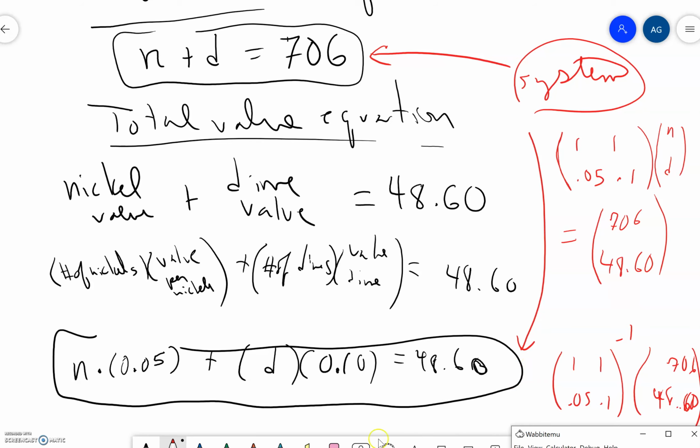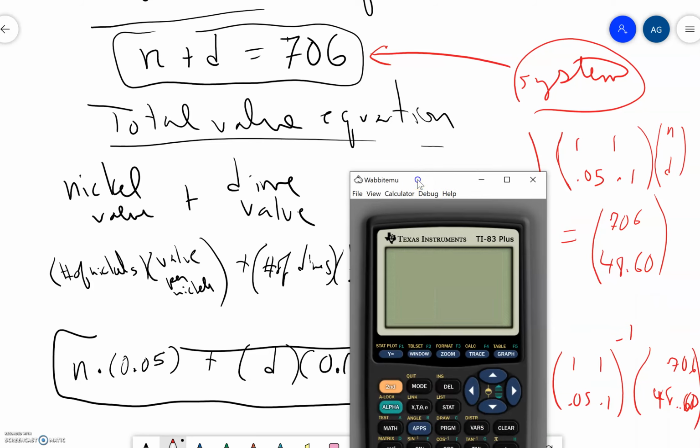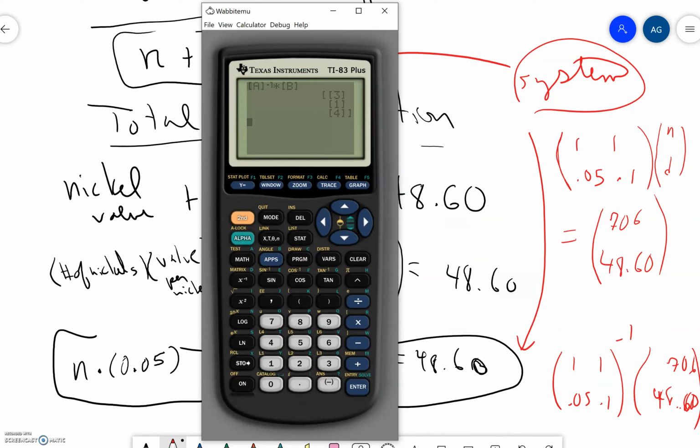I'm having trouble with my calculator. There it is. Okay. I'm going to clear everything here. Go to second matrix. Oops, where did I go? Second matrix, edit, A, 2x2, 1, 1, 0.05, 0.1. And as always, when you're working with matrices, you have to be very careful about keeping things in order.